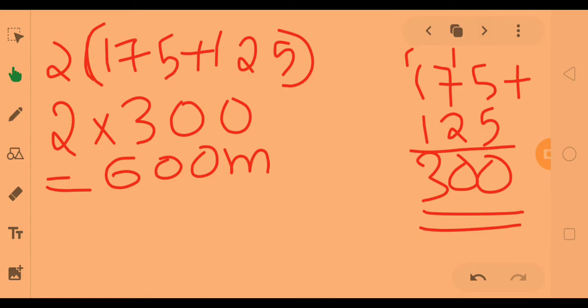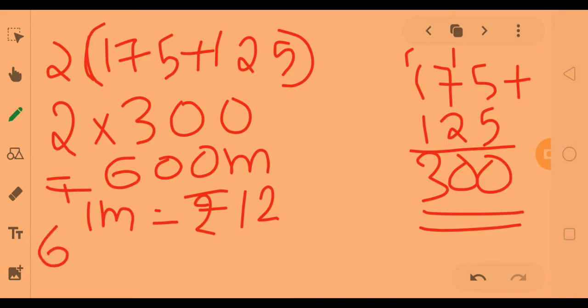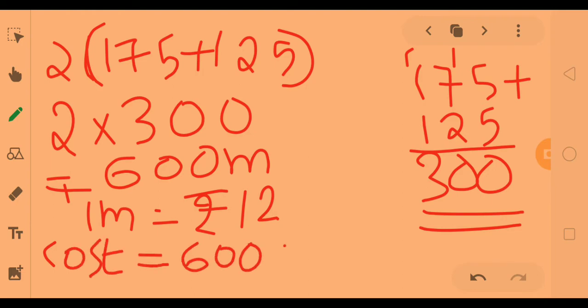Now we have to find the cost of fencing it for 12 rupees per meter. So the total perimeter is 600 meter. So 1 meter cost is given here. 1 meter it costs rupees 12. Therefore here 600 meter is the cost of. So we write cost is equal to 600 times 12, which is equal to, we have to multiply the numbers.